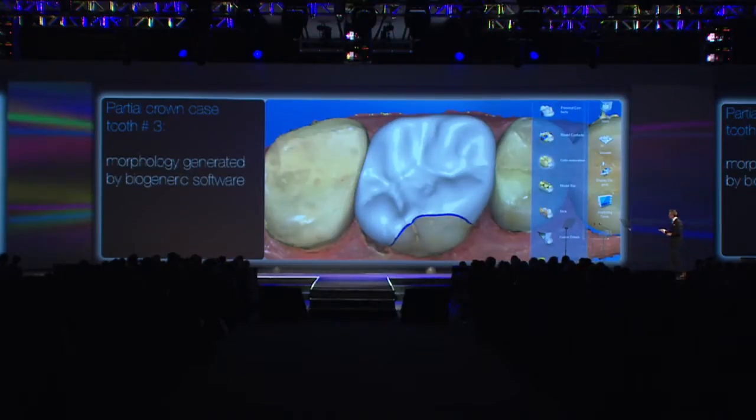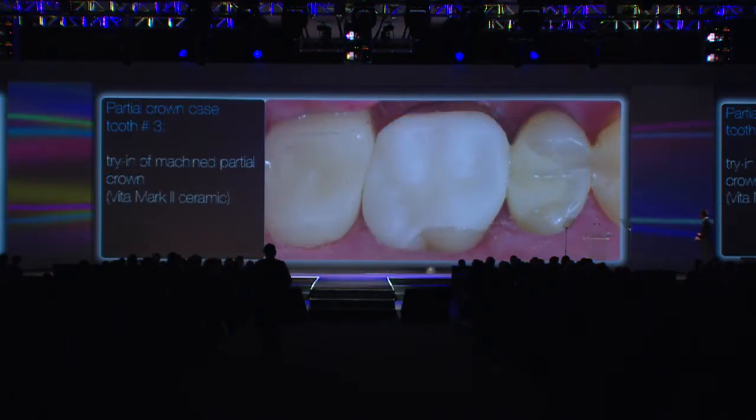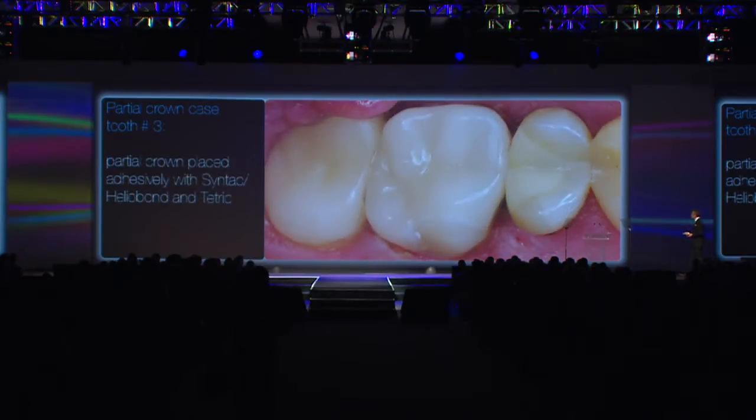The same biogeneric software, the proposal done by our 4.0 software. Then we can machine the restoration. This is the try-in. We machined it. We used the Mark II ceramic for this case here. And then we place the restoration. Adhesive placement is very important, so we used the Syntac system together with the Tetric, and this is directly after the polishing procedure, so the gingiva is still inflamed, the situation after the gingivectomy.